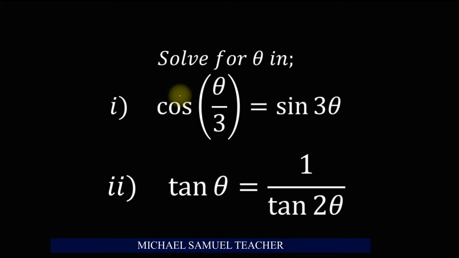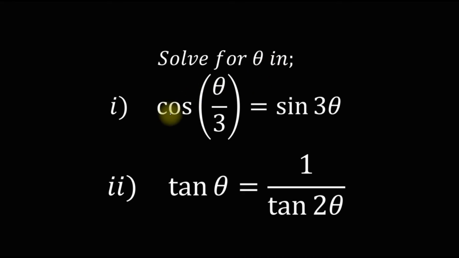So welcome. Today we are going to solve for angle theta. In Roman 1, we have cosine of theta over 3 is equal to sine of 3 theta. And in Roman 2, we have tan theta is equal to 1 over tan 2 theta.